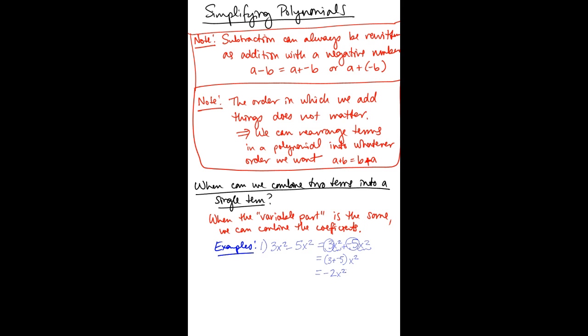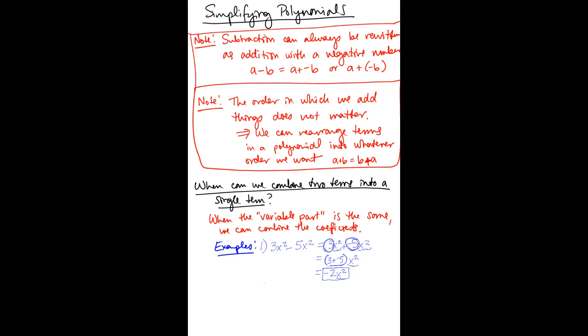Now this makes sense. When we think about it, what is that coefficient really telling us? This coefficient is telling us that we've got 3 x squareds. This coefficient is telling us that we've got negative 5 x squareds. So how many x squareds do we have altogether? Well, we have 3 plus negative 5 x squareds altogether. So notice when we add them together, we only add the coefficients. The variable part stays the same, because that's the thing we're counting. The coefficient is telling us how many we're counting up, and the variable part is telling us what we're counting.